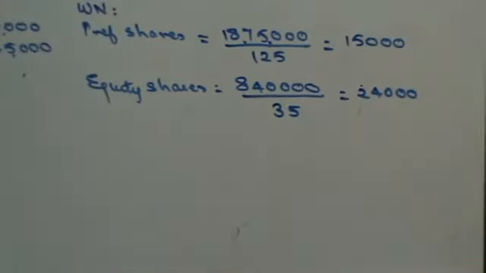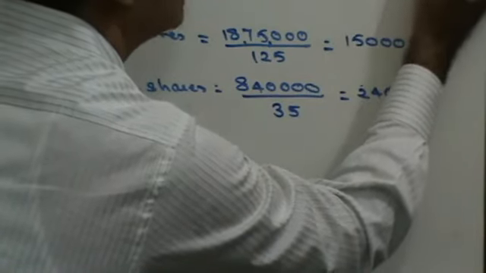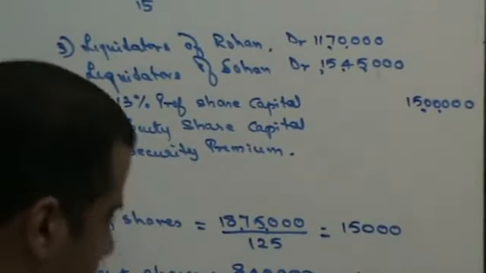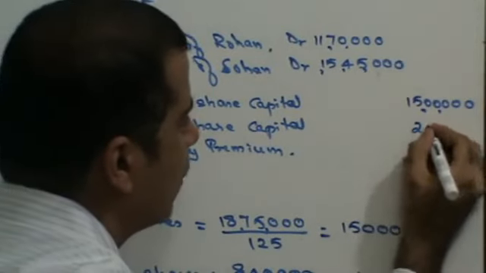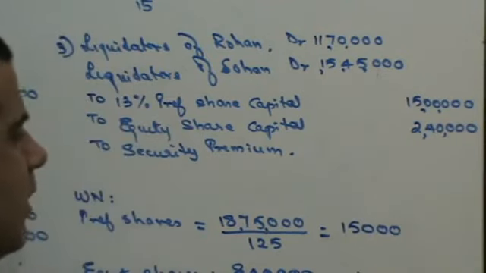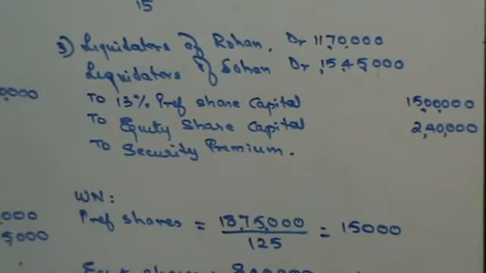Now, each preference share is of 100 rupees. So 15,000 shares of 100 rupees each is going to give you 15 lakhs. Similarly, each equity share is of 10 rupees. So 24,000 shares of 10 rupees each will give you 2,40,000. The difference will be your security premium. So someone please do this.